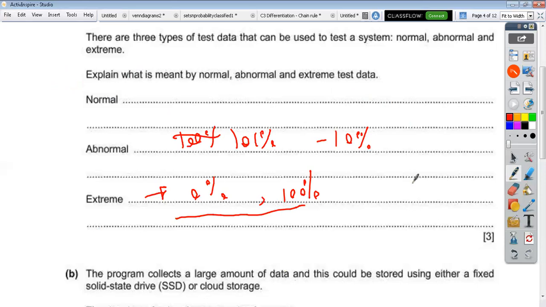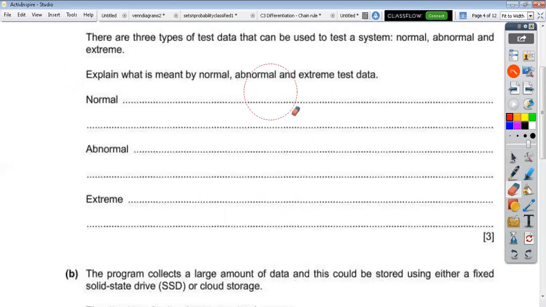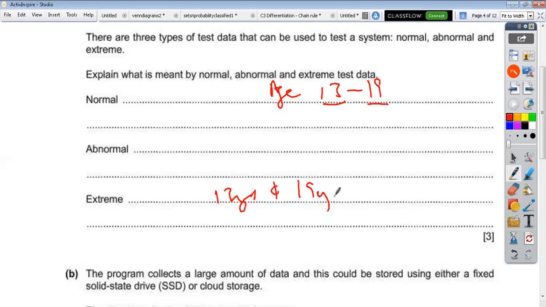So if I'm recording an age group here, let's say we are dealing with teenagers. Teenagers are 13 to 19, if I'm correct. Extreme, that's 13 years and 19 years. That's not difficult from the definition I've given you. Abnormal, if I say 12 years here, it's not a teenager. If I say 21, or 50, it's abnormal. Normal data, anything that is acceptable: 14, 15, 16, 17, 18.